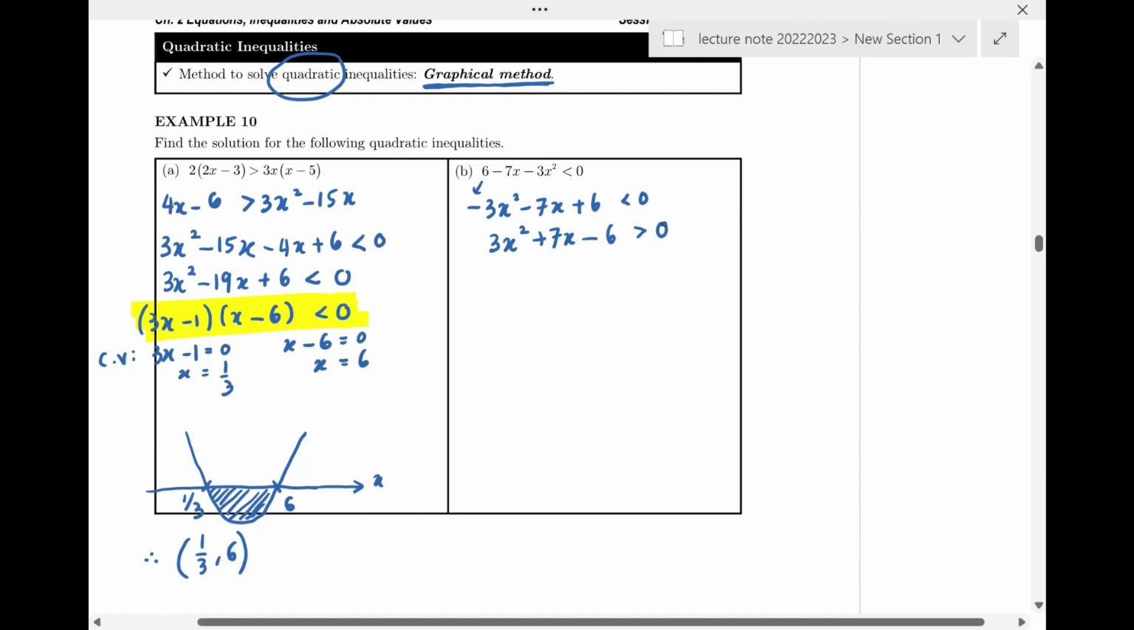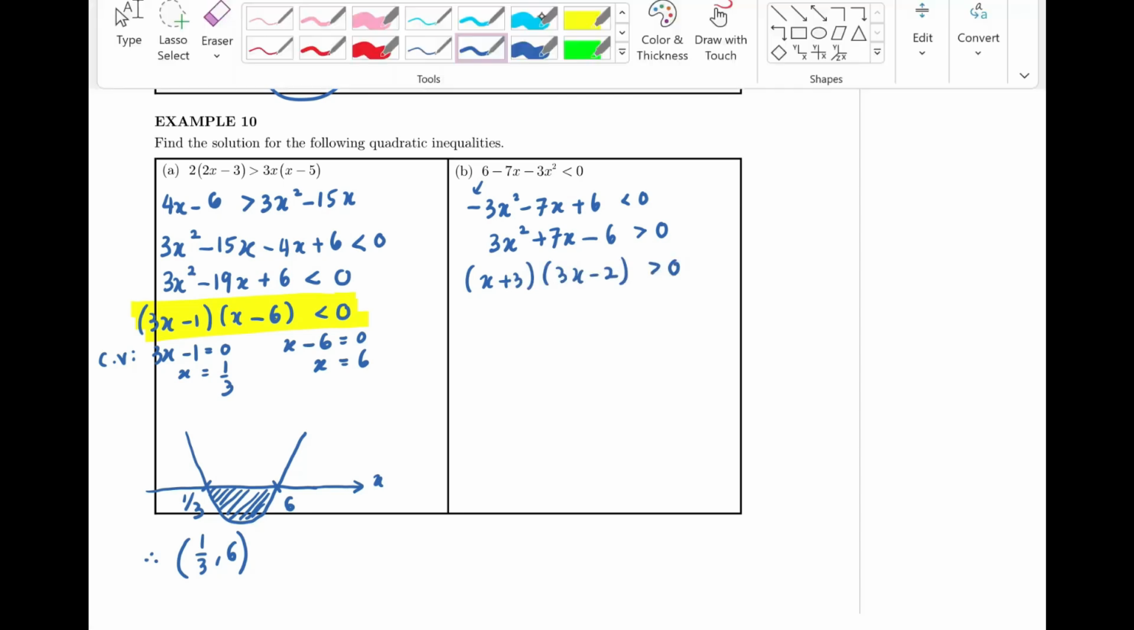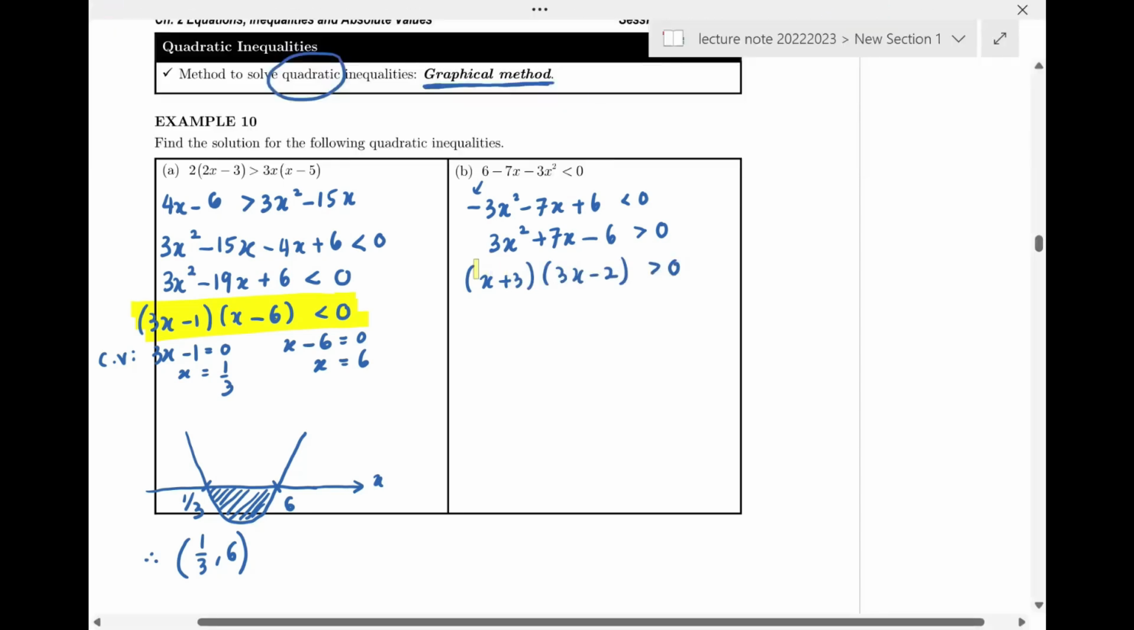As simple as that. After we have made the quadratic expression on the left side positive, we factorize the quadratic expression. So we have x plus 3 times 3x minus 2 greater than 0. So here again, I'll be highlighting what I got here.